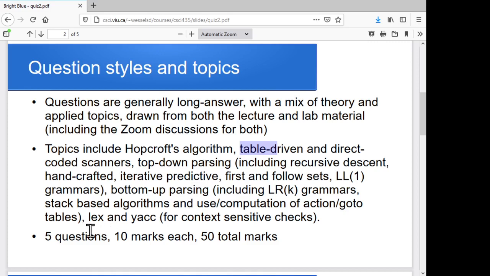For this one, I'm going to go with 5 questions at around 10 marks each, so figure 10 minutes a question, 50 marks total.